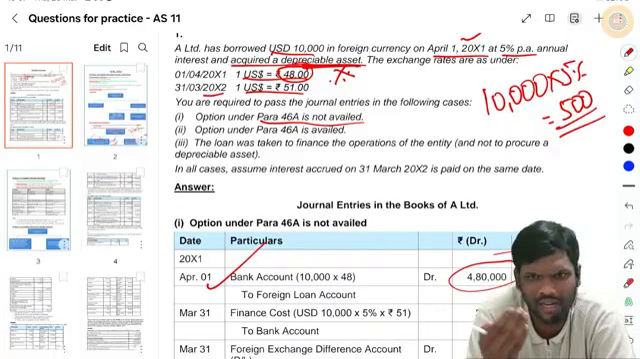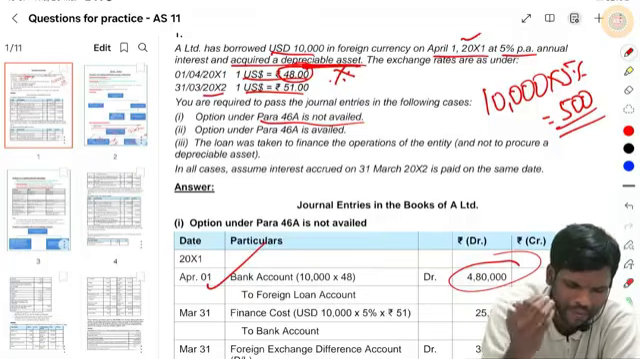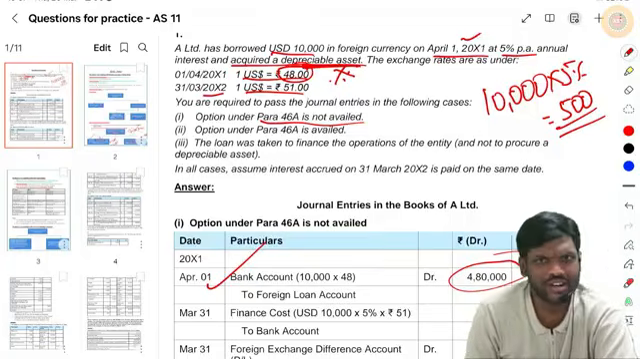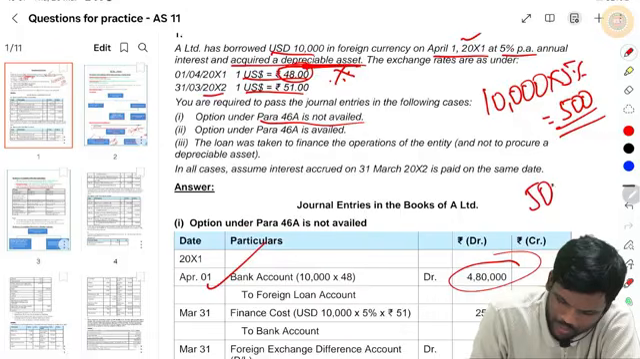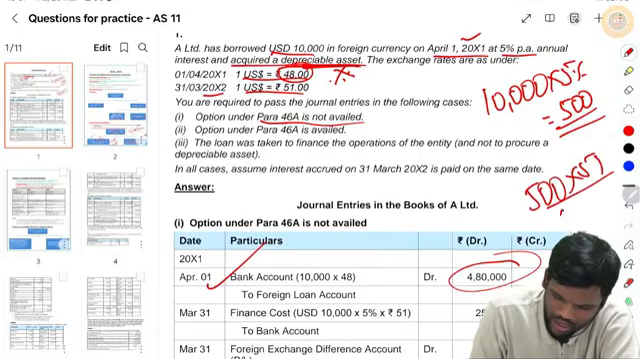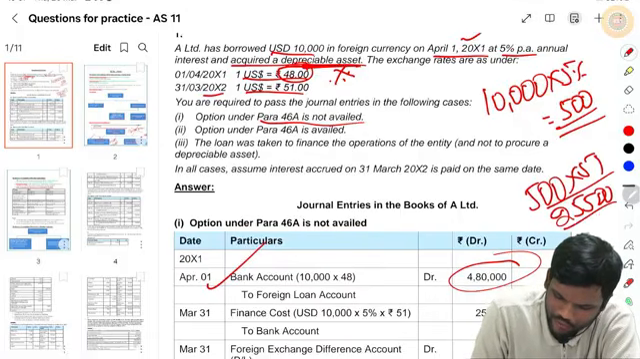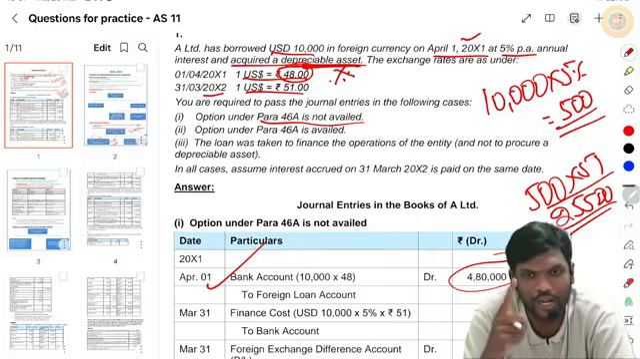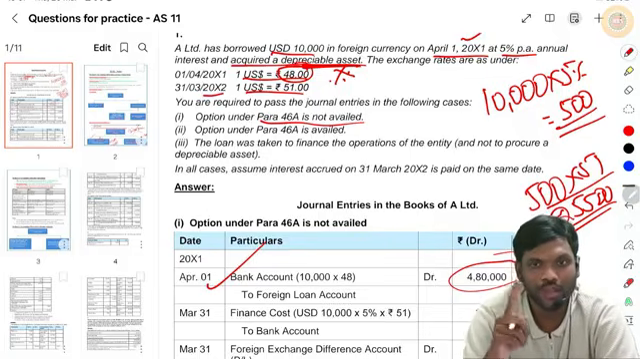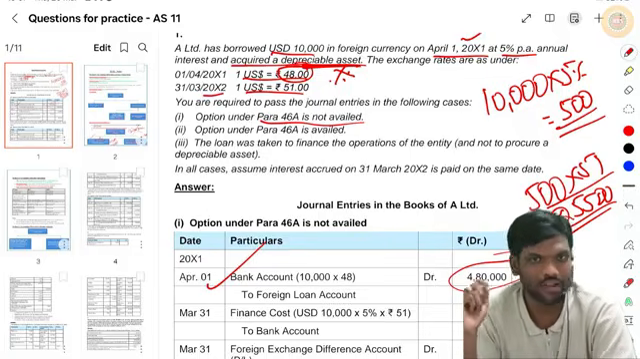Generally, when will you pay interest? At the end of the first year. When you are paying at the end of the first year, your exchange rate is 51. So the amount will be 500 into 51, 25,500. This is the amount of interest that you have to pay to that foreign currency lender.